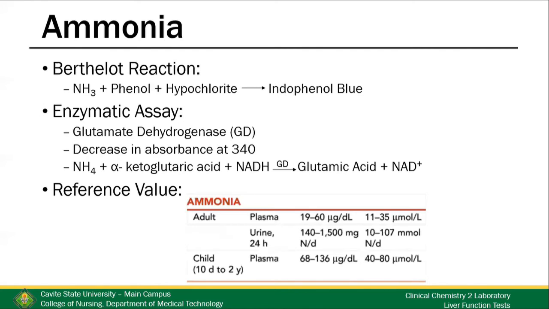So, in ammonia, it uses Berthelot reaction. Ammonia plus phenol plus hypochlorite will form indophenol blue. So in its enzymatic assay, it uses glutamate dehydrogenase, and it is read in the decrease in absorbance at 340 nanometers. So ammonia plus alpha ketoglutaric acid plus NADH will be converted into glutamic acid by glutamate dehydrogenase. Reference value for ammonia, please refer to the picture.